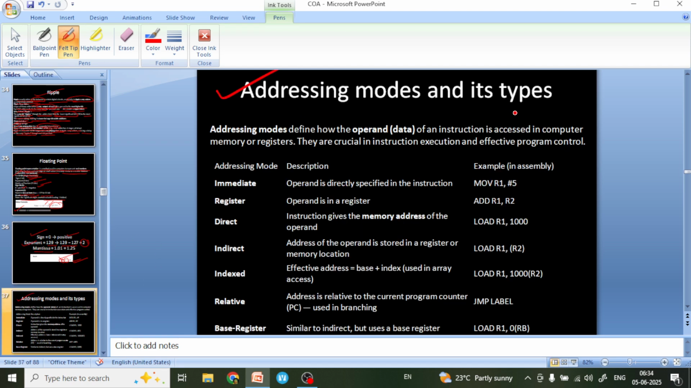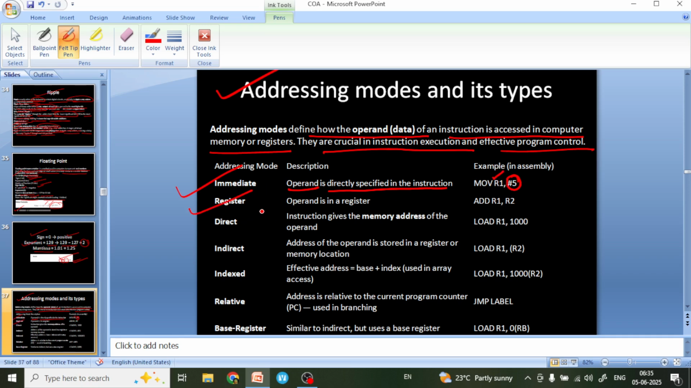What are the addressing modes and their types? Addressing modes define how the operand data of an instruction is accessed in computer memory or registers, and they are very important in instruction execution and effective program control. First is immediate. In immediate addressing mode, the operand is directly specified in the instruction, like MOV R1, #5. Here #5 is the directly specified operand, which is moved into the R1 register.